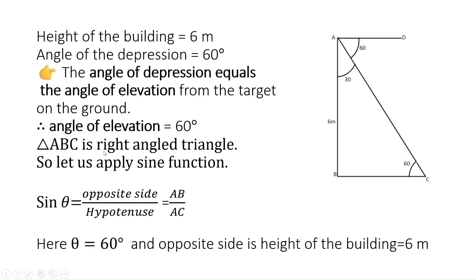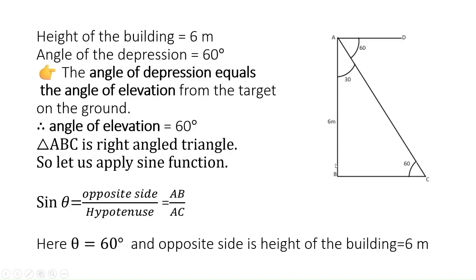Right? Now, let us apply the sine function here. Simple trigonometric identities. What do we know? Sine theta is equal to opposite side by hypotenuse. We are considering the angle of elevation, 60 degrees. So sine theta becomes opposite side by hypotenuse.